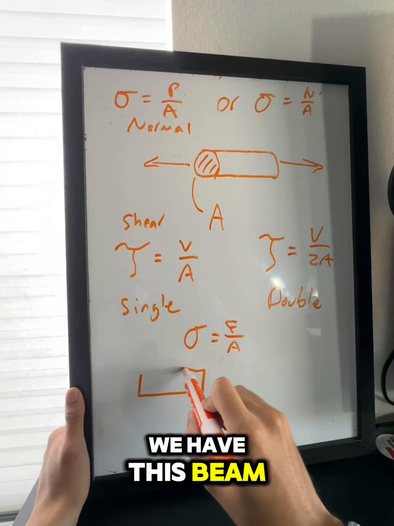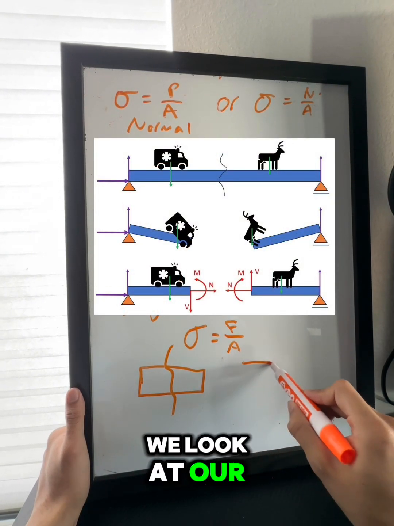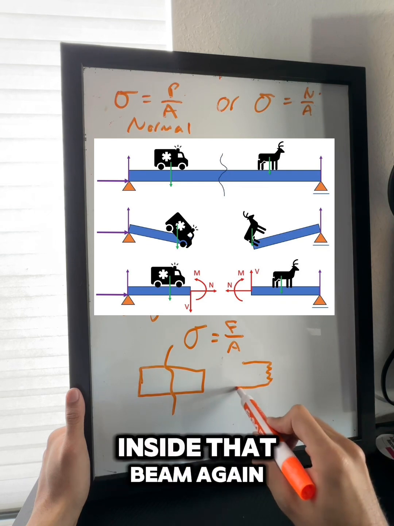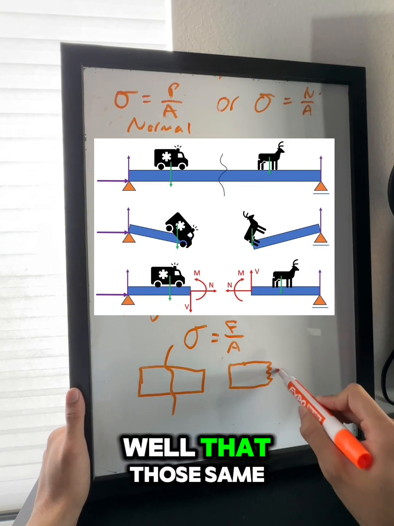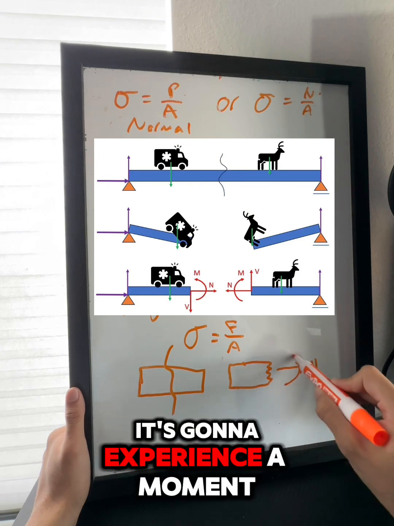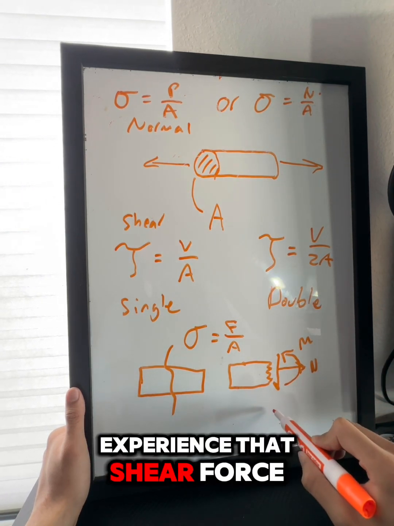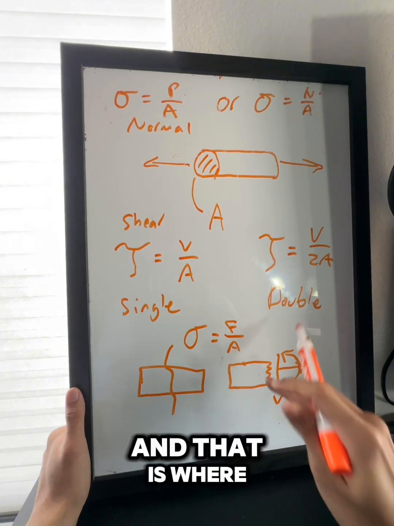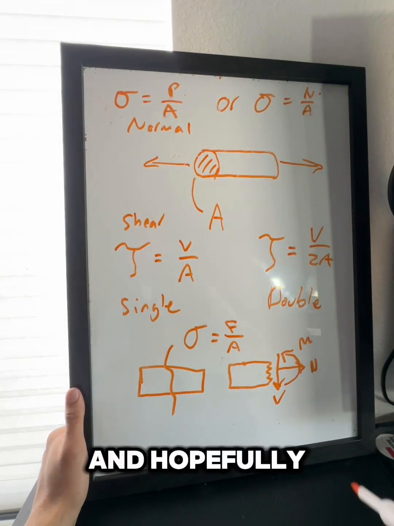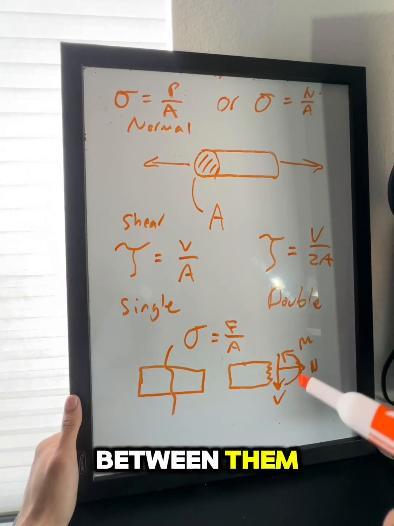Imagine we have this beam. I wish I could show you a beam, but I don't have one. We cut that. We look at the internal forces inside that beam again. Well, those same forces, it's going to experience a normal force, it's going to experience a moment, and it's going to experience that shear force, that V. And that is where that is coming from. And hopefully that also helps you visualize what's the difference between them.